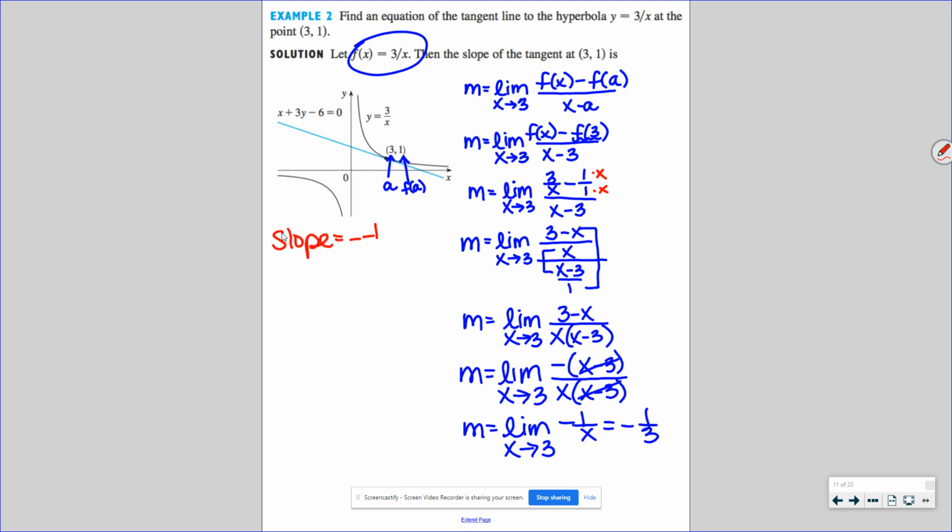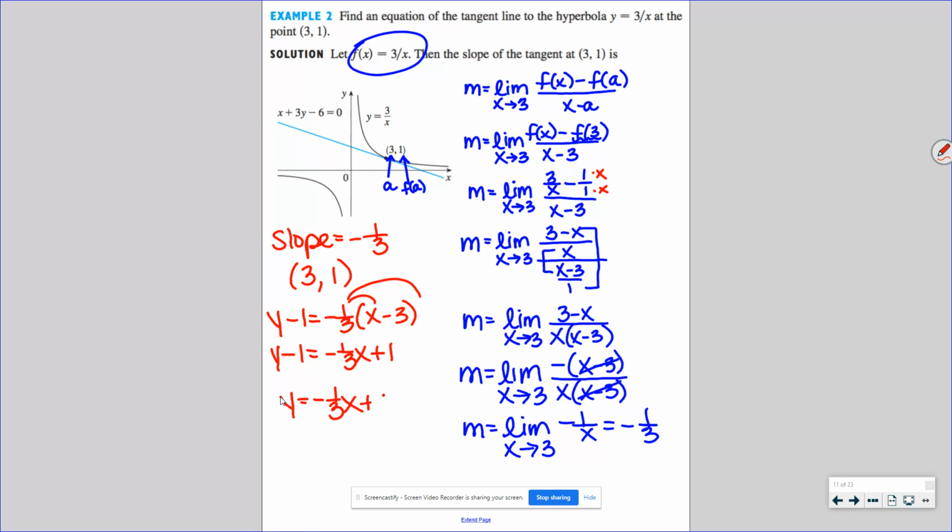Now I need to find the equation of the line. The line goes through the point 3, 1. So I'm going to plug that into my point slope equation, distribute, and solve it all the way down. So this would be negative 1/3 x plus 1. Add another 1, and we get negative 1/3 x plus 2.